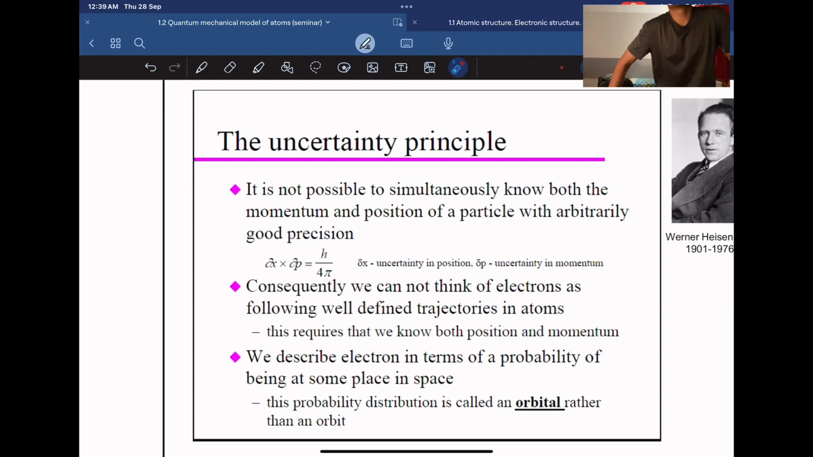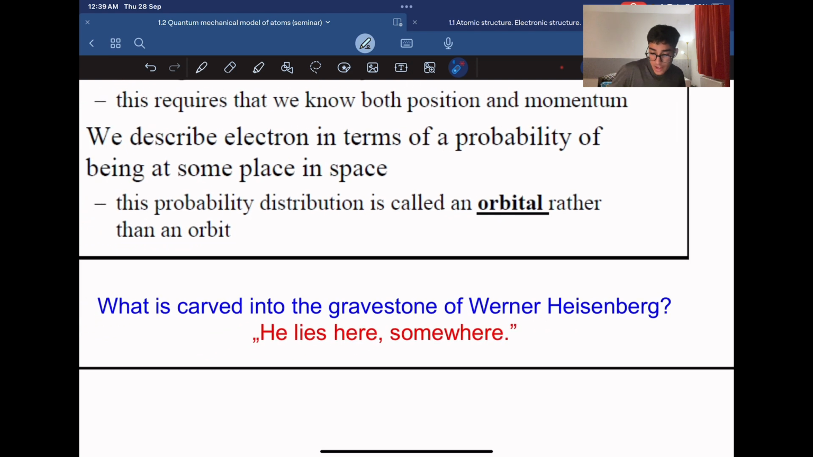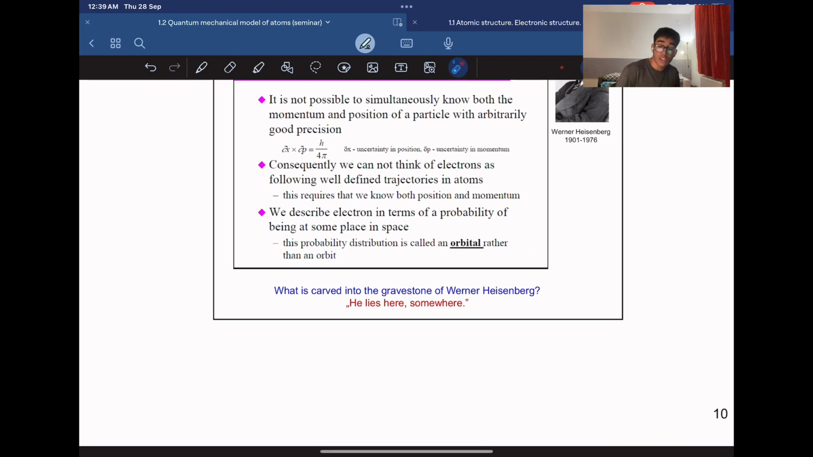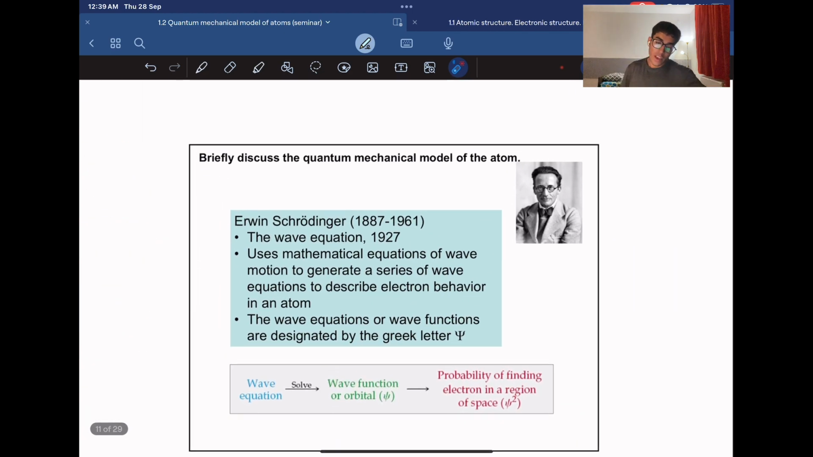So that's the uncertainty principle. Had enough of that standing. Okay? And yeah, it's a very cool thing to know. It's carved on the gravestone of Werner Heisenberg, who proposed this. He lies here somewhere, which is really cool. That's the sickest quote ever to put. I lie here somewhere. Okay?